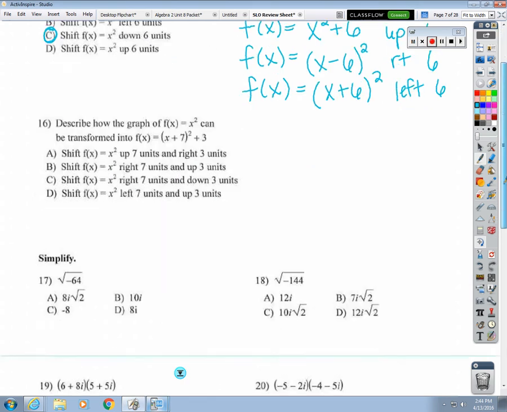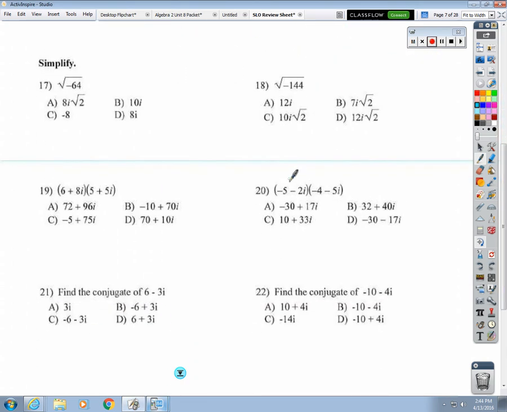Okay? Number 17. The square root of negative 64. What happens when you type in the square root of a negative number? It gives you an error because it's a complex number. What's the square root of just 64? And anytime you have a negative, what happens? I. So D.